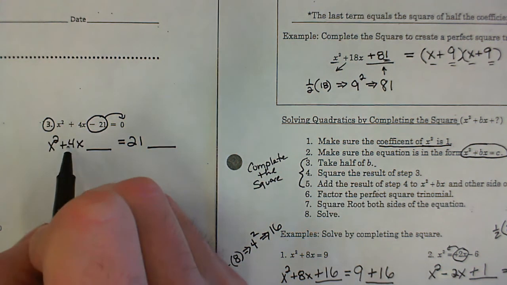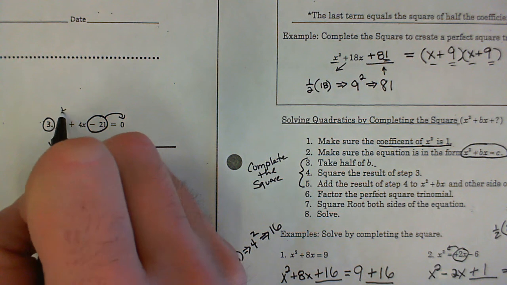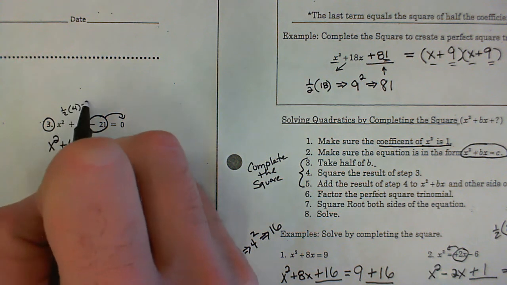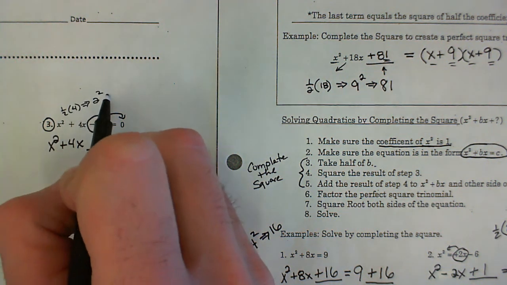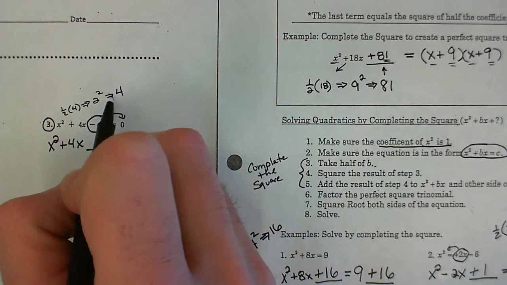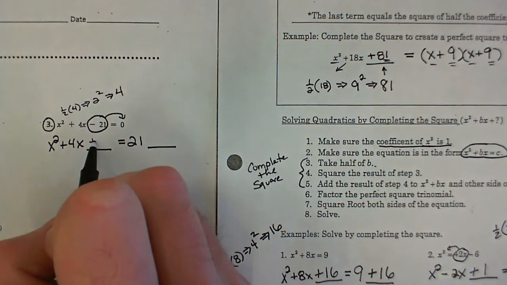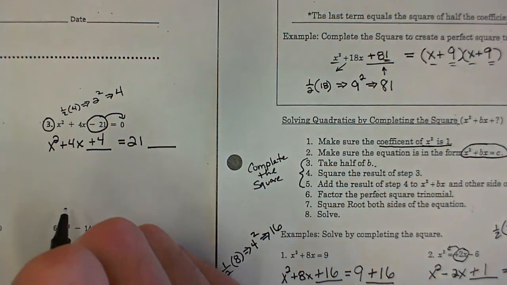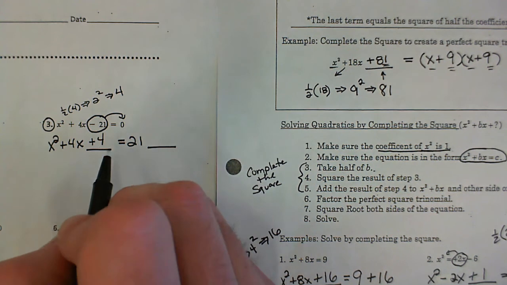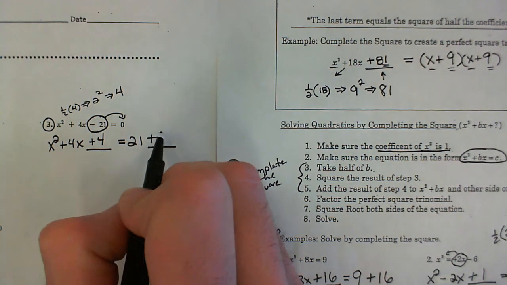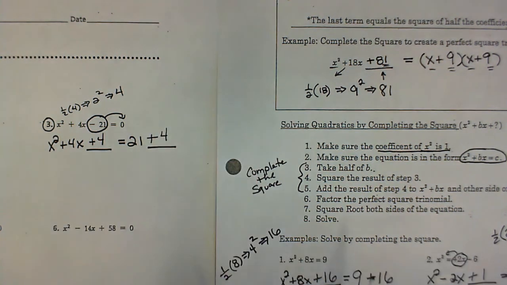So we're going to take half of 4, and that's going to get you 2. Then you're going to square that, and that's going to get you 4. So you're going to add 4 to the left side of the equation, but if you add 4 to the right or to the left, you have to also add it to the right side. So that's steps 3 through 5.